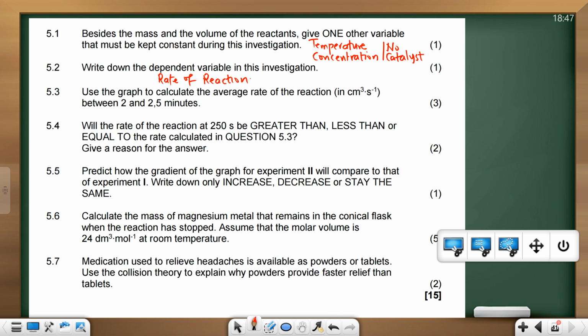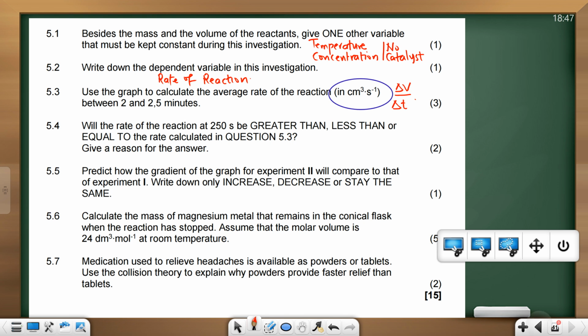All right. Use the graph to calculate the average rate of reaction. Again, I told you they will always give you that. Can you see what they've given us? So what would that be? Change in volume over change in what? Between 2 and 2,5. It's basically you're looking for gradient. So I know my time already as what? Final time is 2,5. Initial time is what?